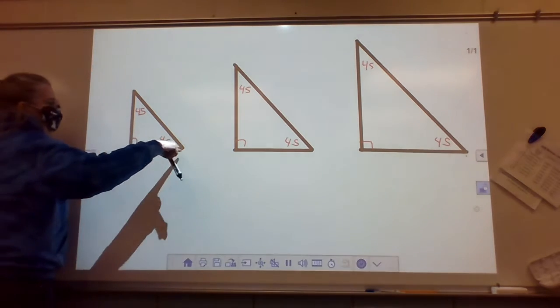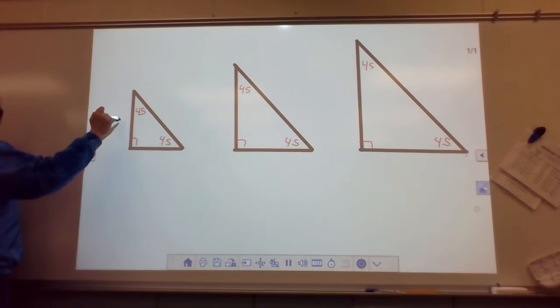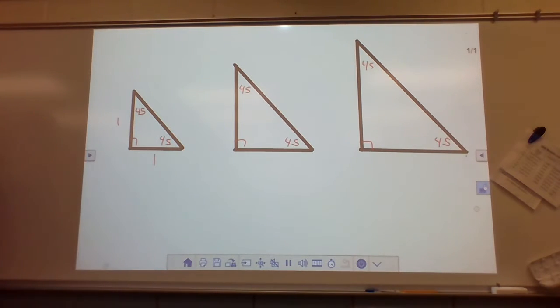So on this first triangle, right now we're just kind of paying attention. I'm going to put ones here and here. And I'm going to use the Pythagorean theorem to figure out what the longest side, the hypotenuse, is. But I'm not going to get a decimal like what we did earlier in the week. I just want to leave it as a radical. So what's the Pythagorean theorem again?